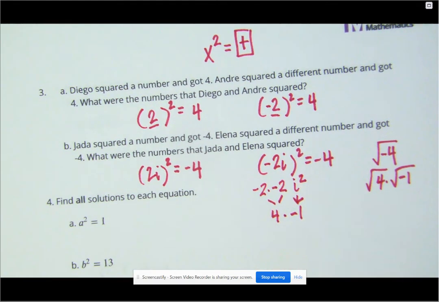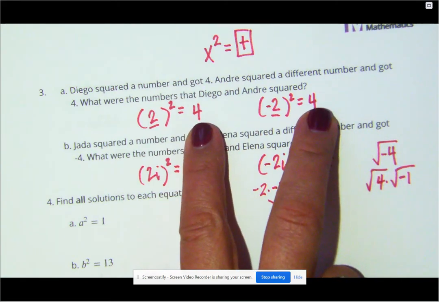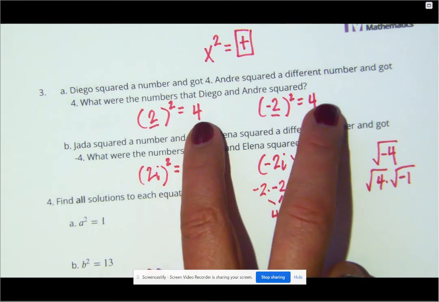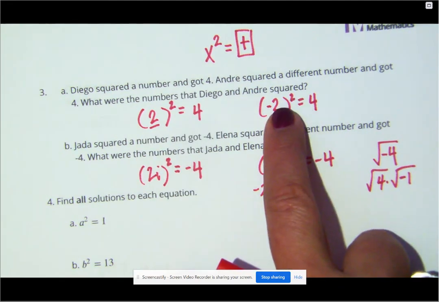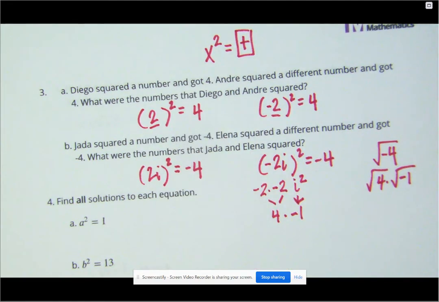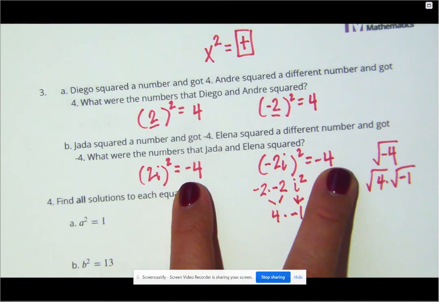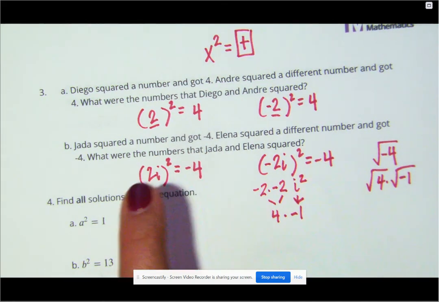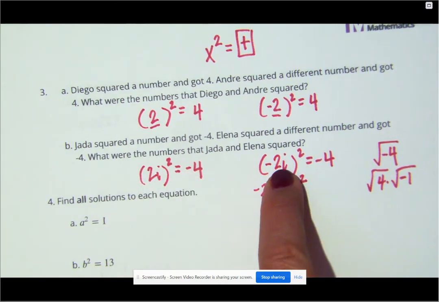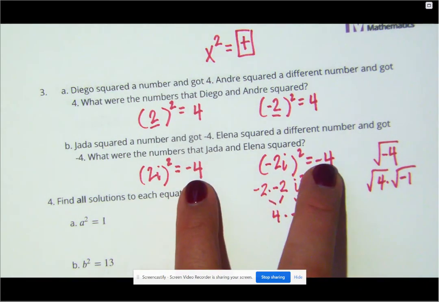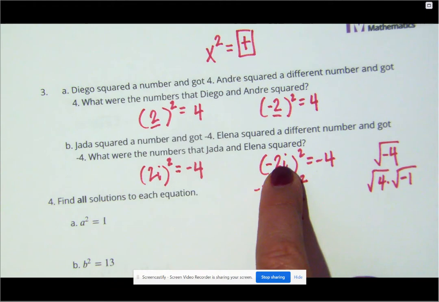So the big idea here is if you're looking for the 2 answers of what x squared can equal, if you've got a positive number, you've got the +2 and the -2. If you're looking for what 2 numbers can square to make a negative number, it's going to be +2i, or whatever that number is, and -2i. If that was a -9, it'd be 3i, -3i.